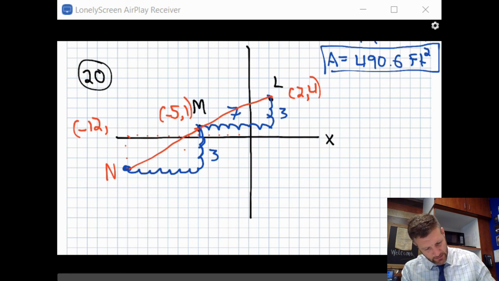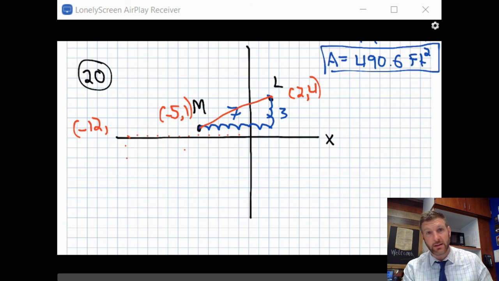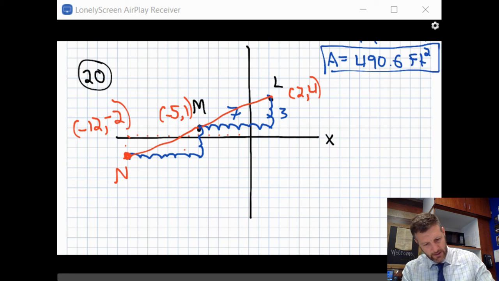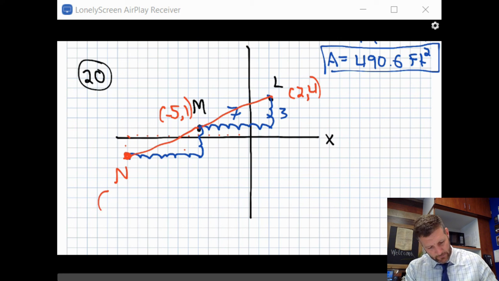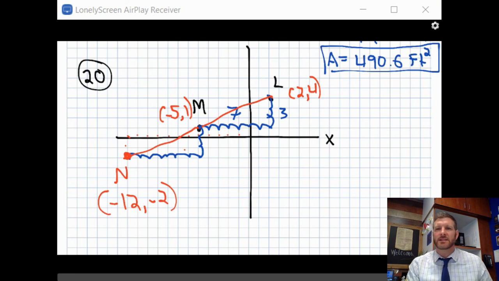I'm going to erase this, correct my work. Let's do it again. Checking your answers. Everybody has to do it. 1, 2, 3. 1, 2, 3, 4, 5, 6, 7. So there's the correct spot. It should be right there. And so that is our point N at negative 12, negative 2. Alrighty, I'm going to erase that and put it in a nicer spot right over here. Negative 12, negative 2.